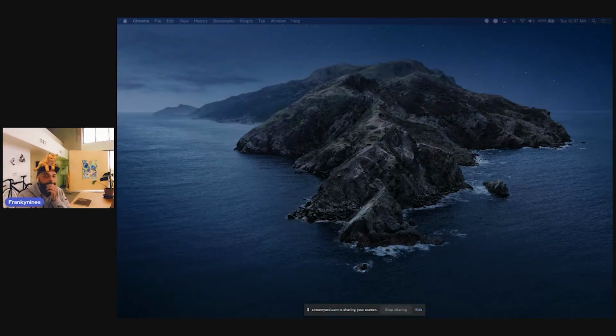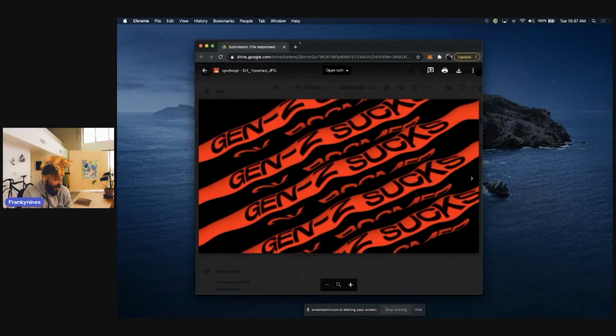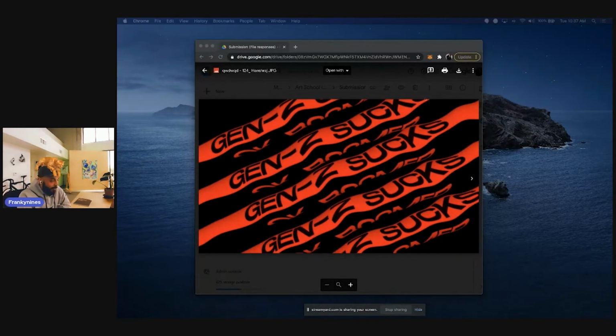We got Zarni. So Zarni submitted "Gen Z's suck. Okay, boomer." This is an interesting piece of work, titled Okay Boomer. No description. But Zarni made this, and it looks like a Photoshop manipulation piece. Great colors, great use of typography. I always love wavy typography.